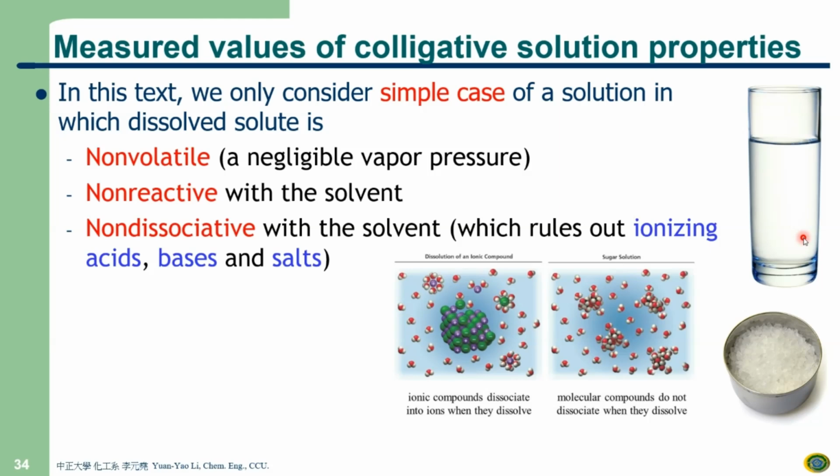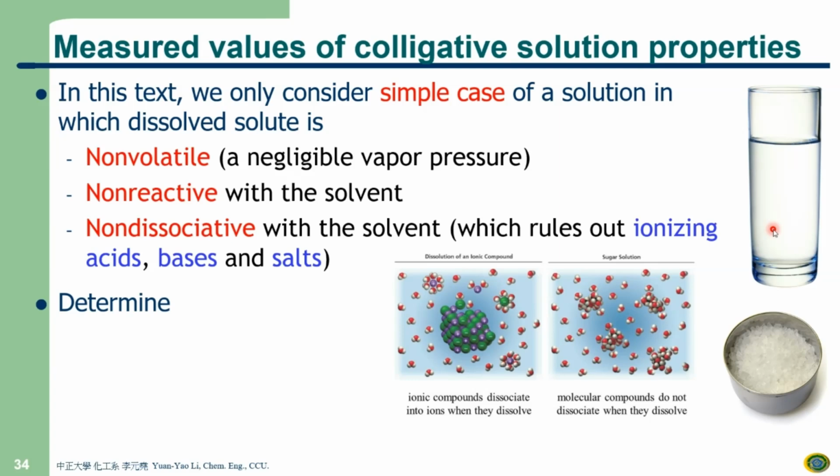Also, this material cannot dissociate in this solvent. That means you cannot use salt. Salt is not a case for this calculation, because if we put salt into water, salt will become sodium cation and chloride anion, but we need a non-dissociative material. If we put sugar in, yes, sugar can apply in this case, because sugar is not going to dissociate in the water.